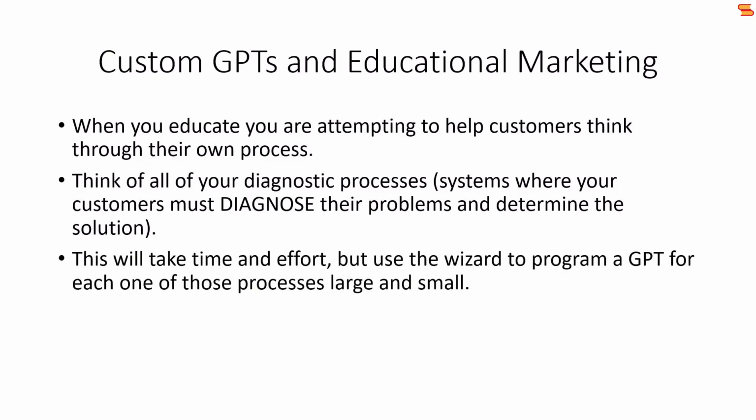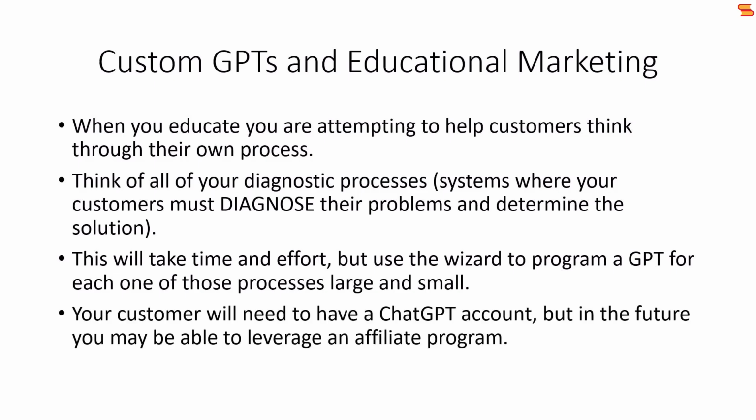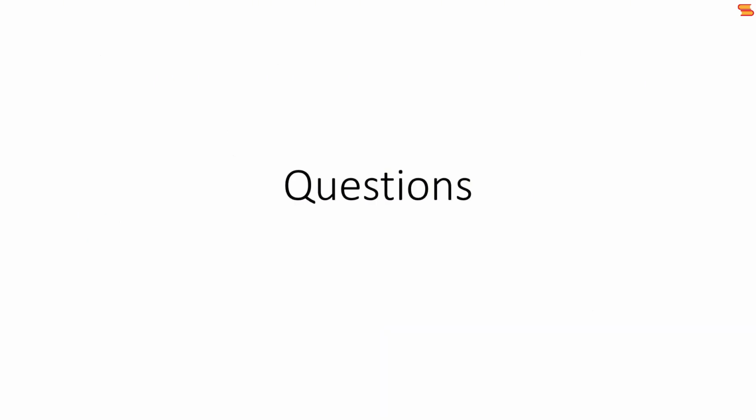And none of this, right? None of this is fast. All this takes time and effort. And your customer is going to need to have their own ChatGPT account. That's kind of important to understand when you're trying to leverage this into an affiliate program. Okay, any questions? Any questions?